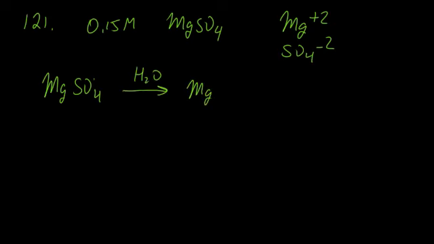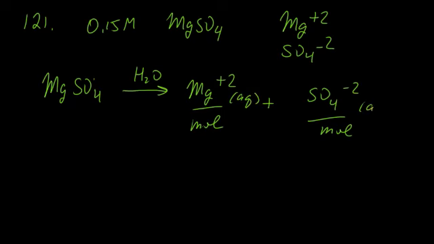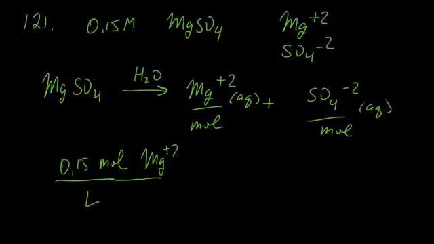We're getting Mg +2 plus SO4 -2, and this is per mole. This is aqueous. Remember, it's dissolving. Now, if we have 0.15 moles of MgSO4 for every liter of solution, that means we're going to have 0.15 moles of Mg +2 for every liter of solution, right?